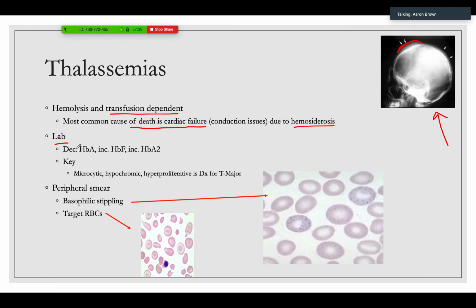In our labs, we're going to see decreases in HbA. This makes sense, right? Because we cannot synthesize our normal hemoglobin. We should see increases in our fetal hemoglobin and increases in our HbA2 as our bone marrow tries to make something to carry oxygen. It's going to be making these other things that normally you don't see in adults. Okay, great. And so also basophilic stippling, you can see in the peripheral blood smear as parts of those globin molecules are accumulating, as well as target red blood cells.